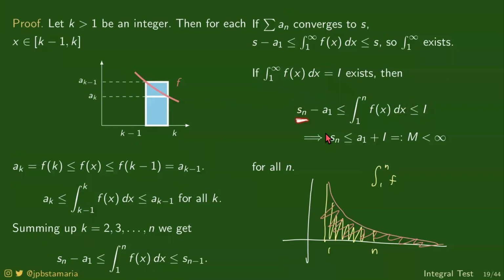Yung S sub n ngayon, isa-solve mo, yung A sub 1 lagay mo sa kanan. So, ano nangyari? Aha! Si S sub n ay less than or equal to A sub 1 plus I. These are just finite numbers. You can call it M. So, si S sub n ay bounded above by some finite number M. Anong sabi ng monotone convergence theorem? Si S sub n ay increasing and is bounded above. So, therefore, ano si S sub n?